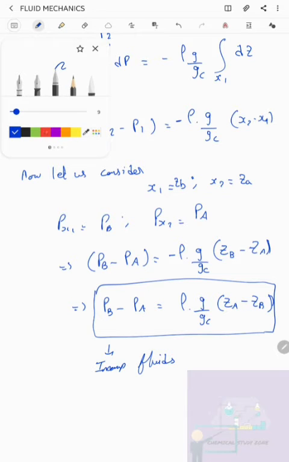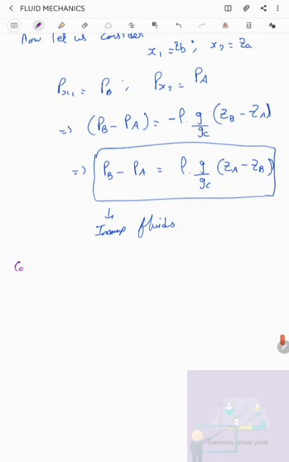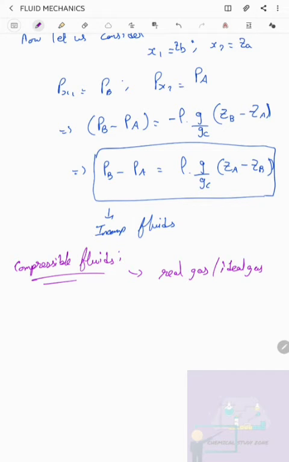Now let us solve this equation for compressible fluids. Compressible fluids are nothing but the real gases or ideal gases. As we know that PV equals nRT for an ideal gas. That means here PV equals, as the number of moles can be written as given mass by molecular weight of the substance, into gas constant into temperature.